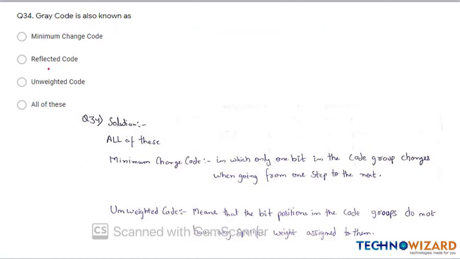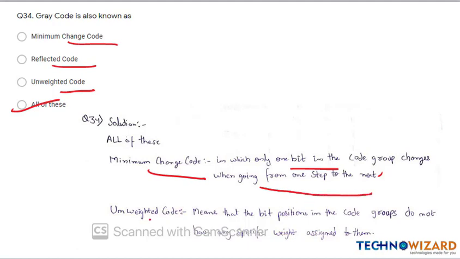Question number 34, that is gray code. Gray code is also known as minimum change code, reflected code, unweighted code. Therefore, all of these is the correct answer. Minimum change code, in which only one bit in the code group changes when going from one step to the next. And unweighted code means that the bit positions in the code group do not have any specific weight assigned to them. These type of solutions will be provided to you in the test series when you attempt it. Therefore all your doubts will be cleared there only.